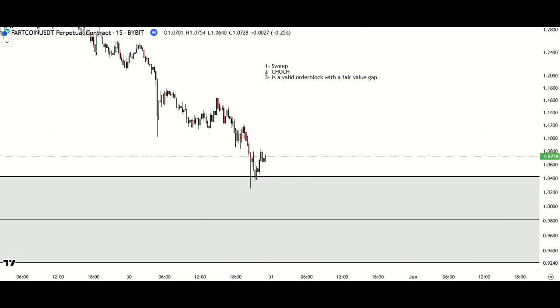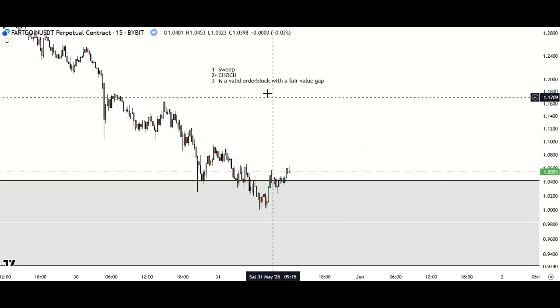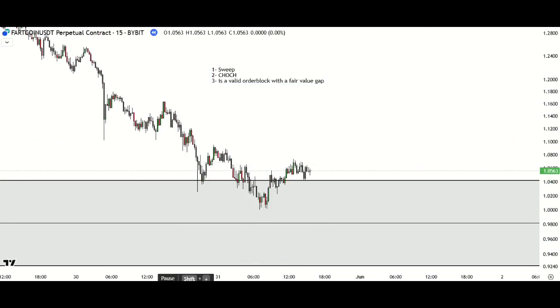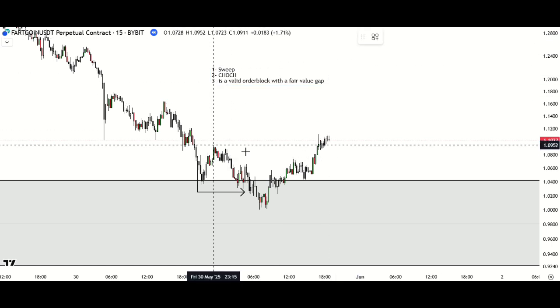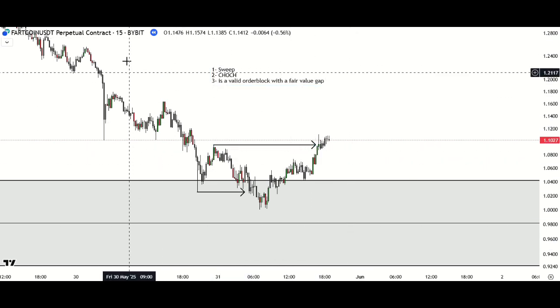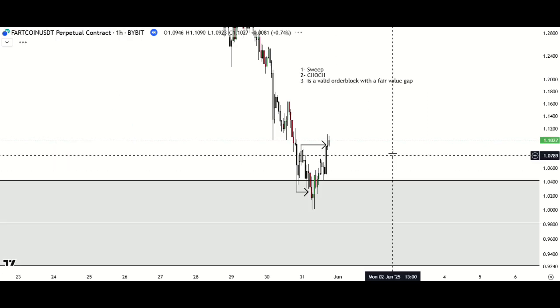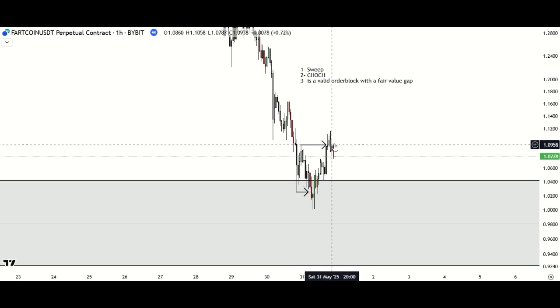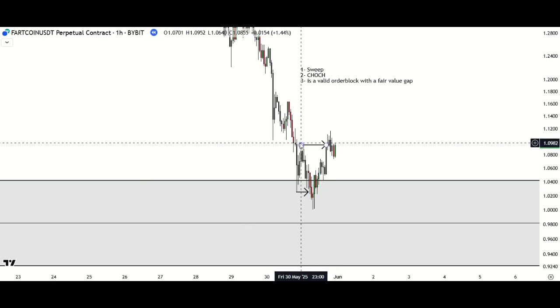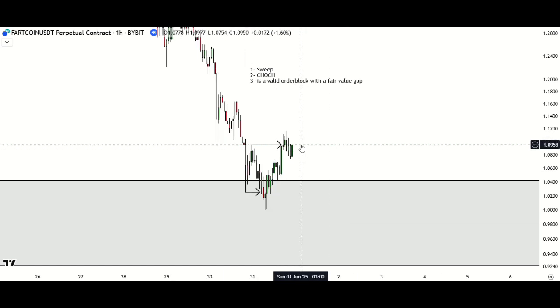So let's play this. As you can see, we've been tapped in over here, and now we're just looking for a sweep and a break and a valid order block with a fair value gap. So that right there is our sweep. That over there is our break. You gotta make sure the break on the 1 hour has a candle close above your last high. So we can see that candle has closed above.